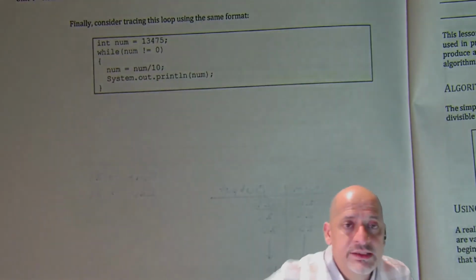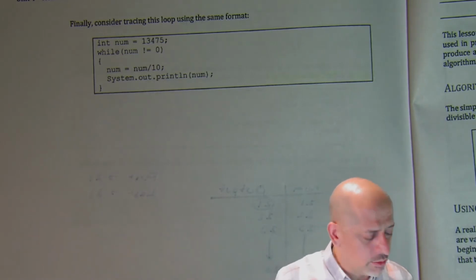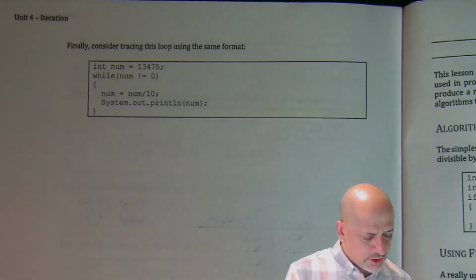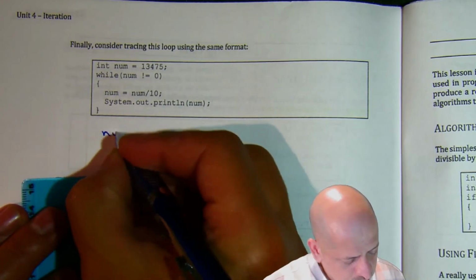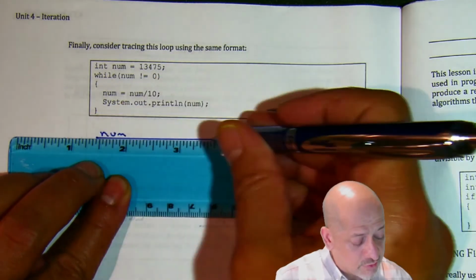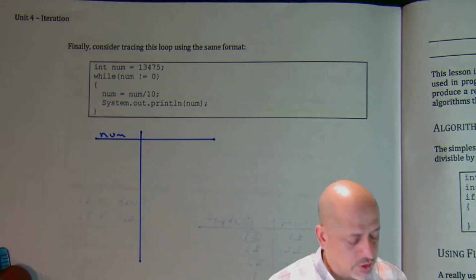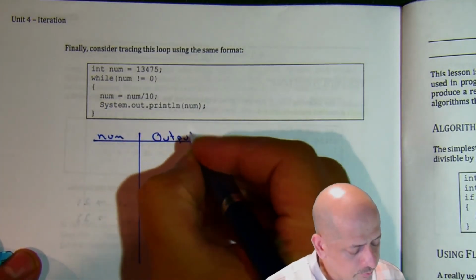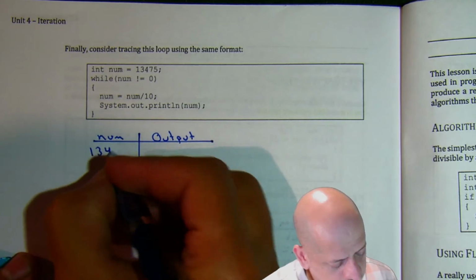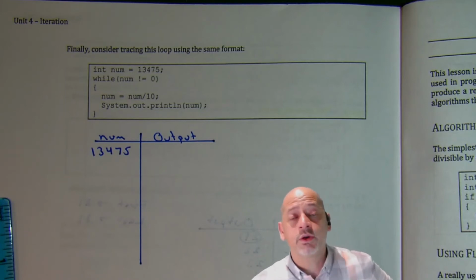So let's see if you can trace the piece of code. Go and pause it, try it, make your columns. So therefore, we'll have num once again, and then we're going to have output. There are no other variables. There's going to be times that you have more variables to track and to trace. So now this will be your output. And now we're going to start with 13475. So go and pause it, see what you get, and then we can check our answers.